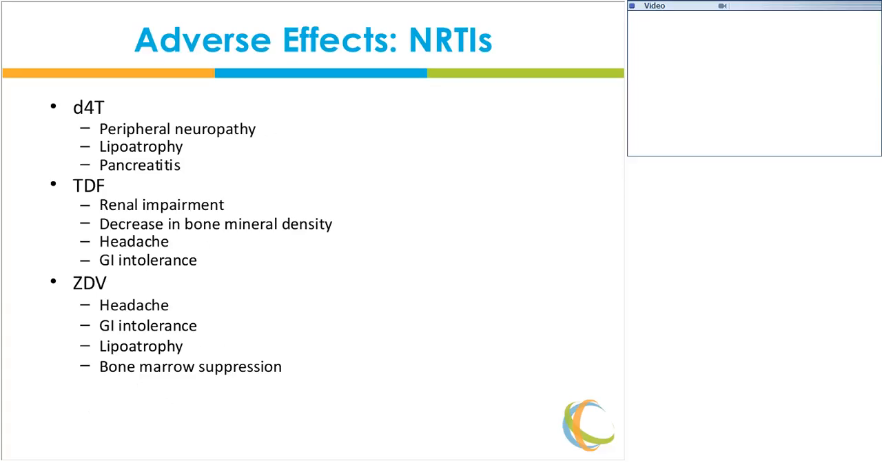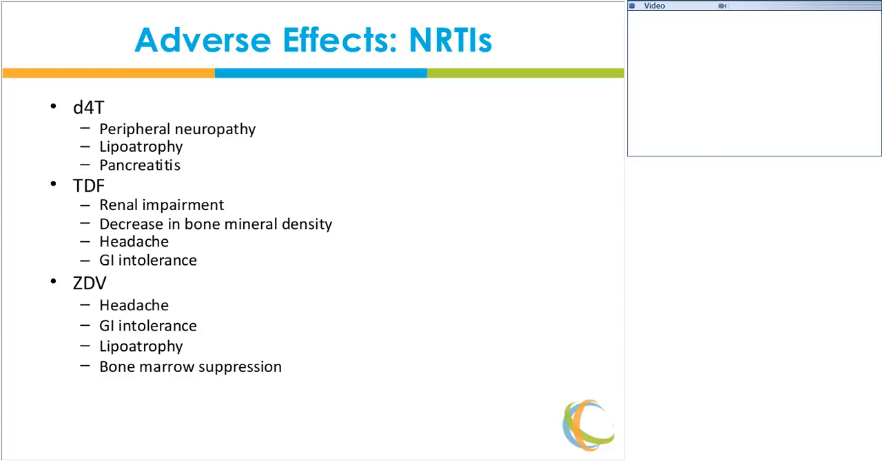Tenofovir, or TDF, can actually cause renal impairment and in some cases can cause Fanconi syndrome. If you recall, it was mentioned that this medication also requires renal dose adjustment in patients with renal insufficiency. Therefore, it is important to monitor a patient for renal impairment that may be secondary to tenofovir treatment. This medication can also cause a decrease in bone mineral density and osteomalacia. Headaches and GI intolerance are also common adverse effects.